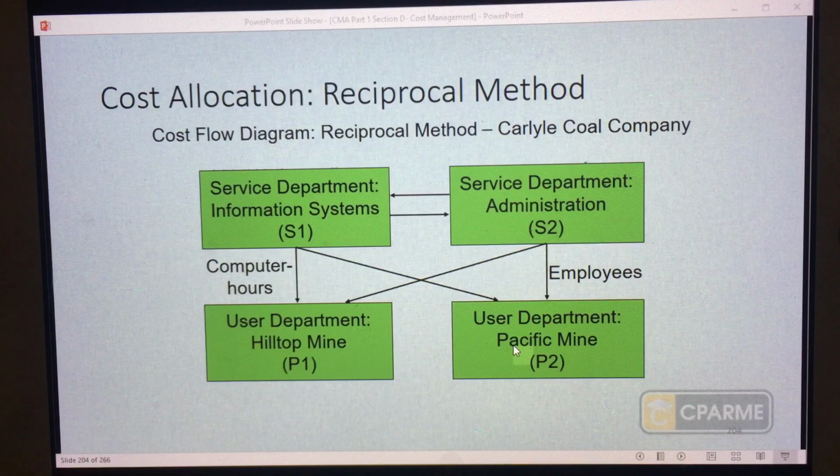So this can actually be easily accomplished manually when only 2 service departments exist. But again, it is going to require the use of simultaneous equations to allocate using your reciprocal method. In reality, sometimes there are more than 2 service departments. That's why the use of the method sometimes becomes an issue, because it's expensive.